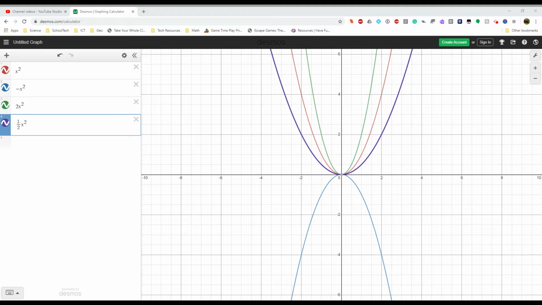So A affects whether it opens up or down. If it's positive, it opens up. If it's negative, it opens down. And whether or not it's going to be a very skinny parabola or a wider parabola.